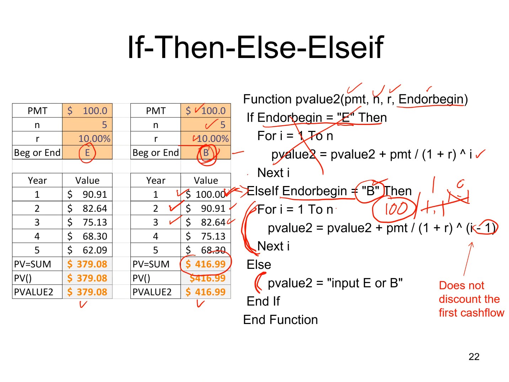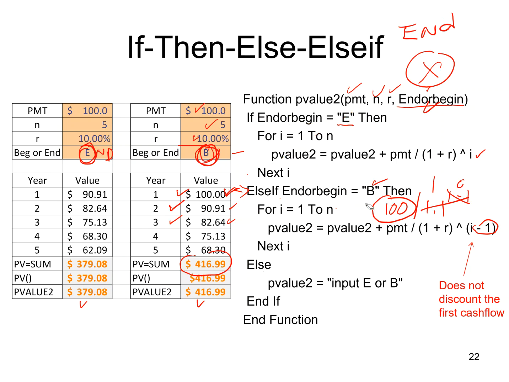Now, notice I have one little additional piece of code here. And this is only in here to anticipate if the user messes up. In other words, what if the user does not put an E or a B? Say they put an X, or even the word end, not an E, but the word end, as the variable here. So think about the user entering the word end in here.